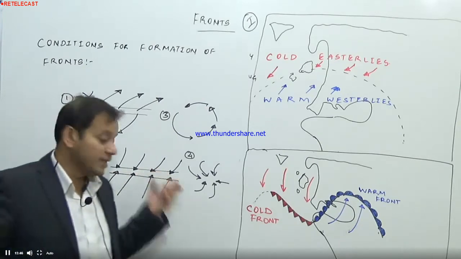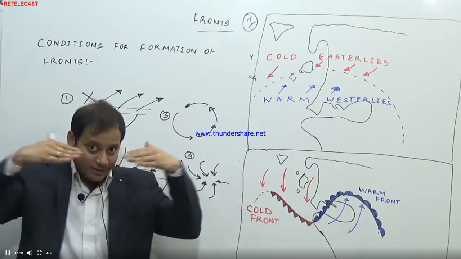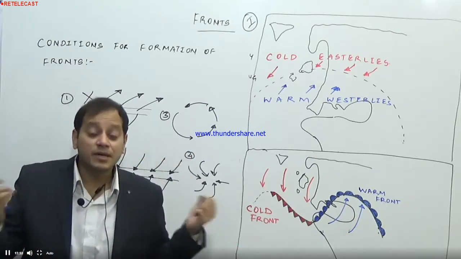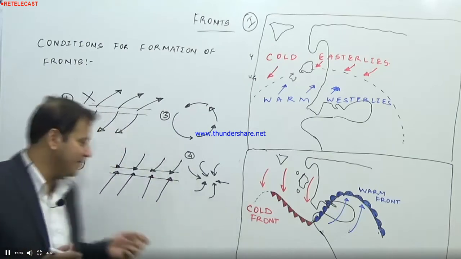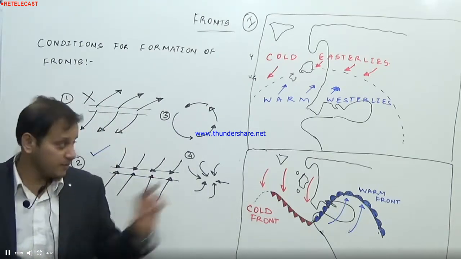The second has contrasting air masses. Here, the two airs are coming together and they are colliding against each other. That is, convergence is there. So as per our definition, this is the way for formation of a front.